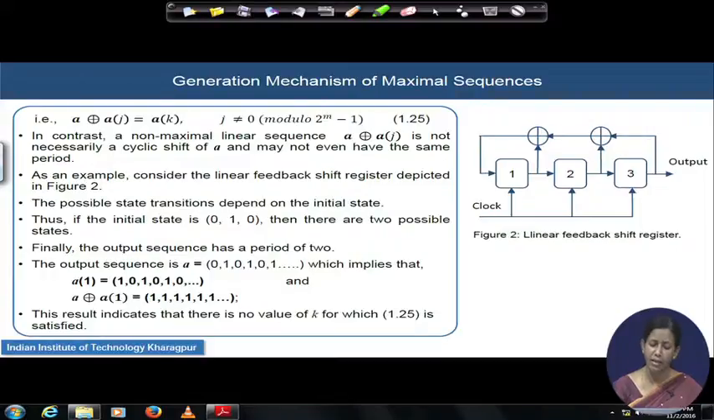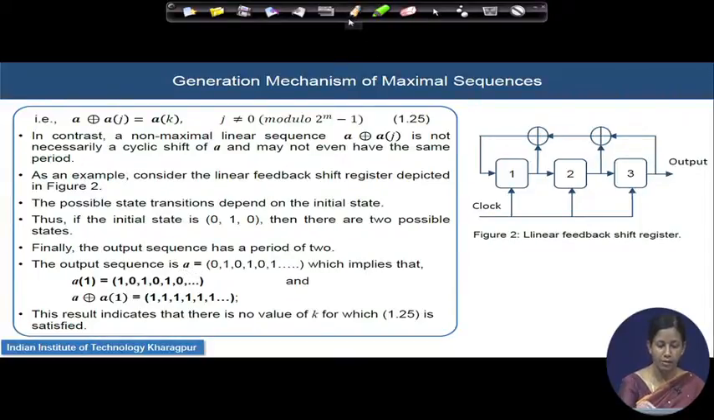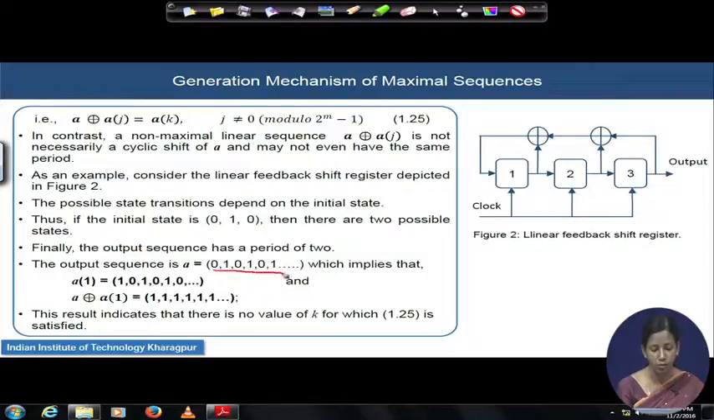you will see that there are only 2 states possible. Whatever initial state value you start with, you will end up with only a period of 2, where one output sequence you will get like this: A is equal to 0 1 0 1 0 1 going on. If you give a shift of 1 to this sequence, you will get another sequence, 1 0 1 0 1 0. Now, if I try to do the XOR operation between these two, you will end up with all 1 values, which is never a cyclic shifted version of the original sequence.